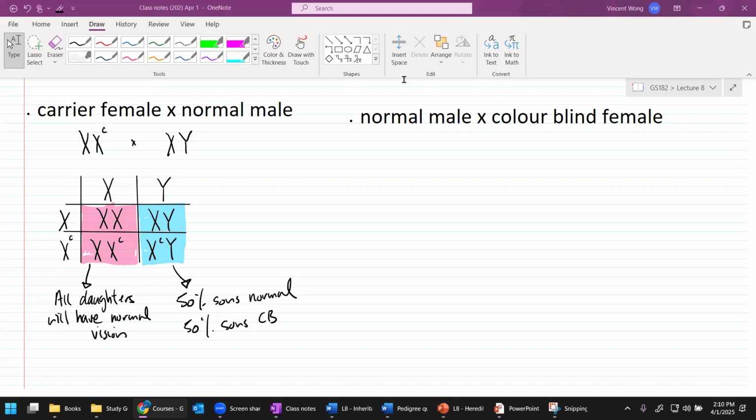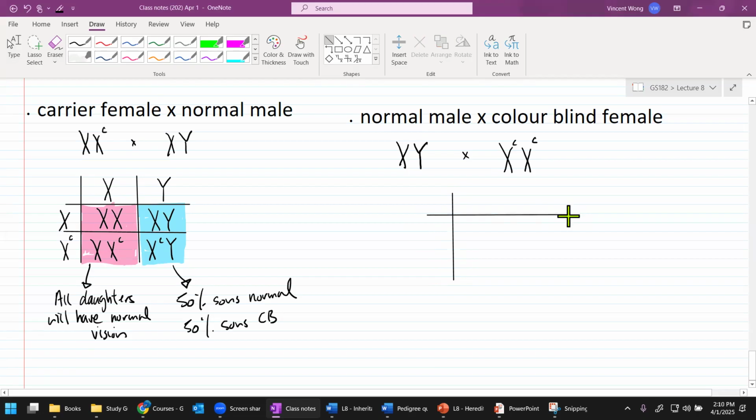All right, let's take it up. We have a normal male here, which is going to be XY, and a colorblind female, which would be XCXC. For the female to be colorblind, both X chromosomes need to be mutated. And so we're going to go ahead and do the Punnett square one more time.